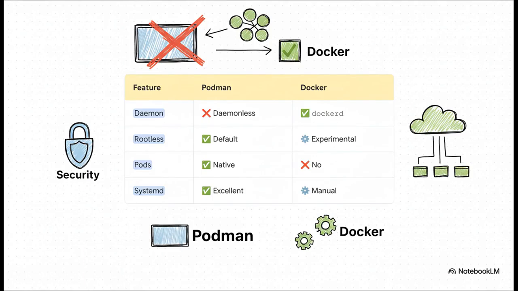And this table just lays it all out, side by side. It's so clear. Is it daemonless? Yep, Podman is. Is it rootless by default? You bet. It's not some experimental feature. Does it get pods? Absolutely. And as we're about to see, its integration with systemd, the core service manager in Linux, is just top-notch.